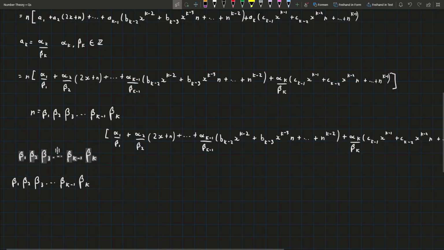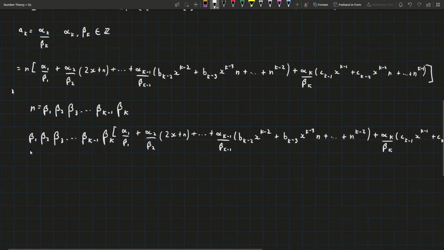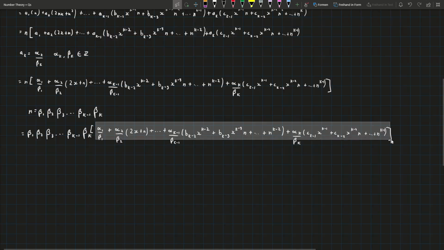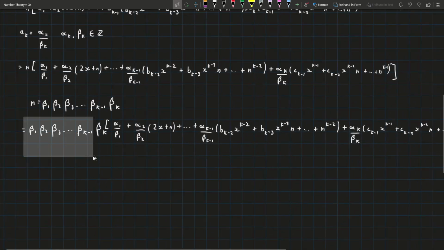And when we multiply this n into the rest of the brackets, this beta 1 will cancel with this beta 1, this beta 2 will cancel with this beta 2, this beta 3 will cancel with this beta 3, if there is one, the beta k minus 1 will cancel with this, and the beta k will cancel with this. So we end up cancelling out all of the fractions, which means this whole thing here only has integer coefficients, and these are all integers.